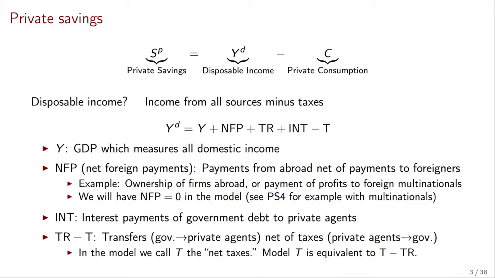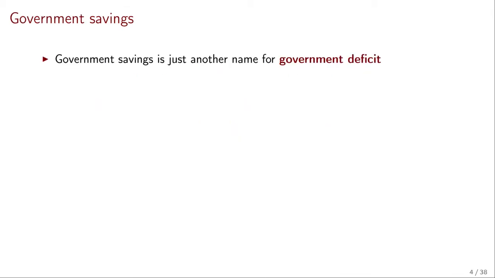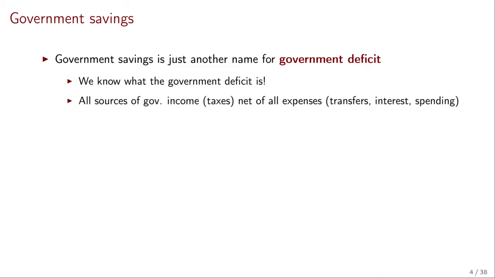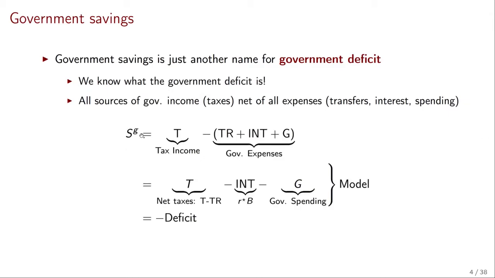Now that we have private savings, let's go into government savings. So government savings is just another name for government deficit. The definition is very simple, and we already know what deficit is. It's all sources of government income, these are taxes, net of all expenses that the government has. These are transfers, interest, and government spending. So here we have savings made by the government, that is tax income, minus government expenses, transfers made to private agents, interest payments made to private agents, and just government spending.